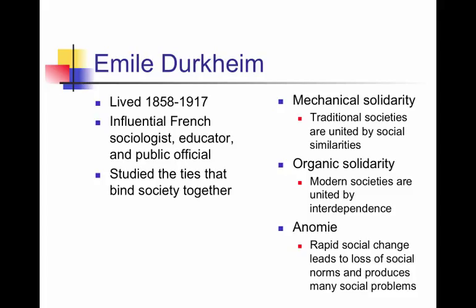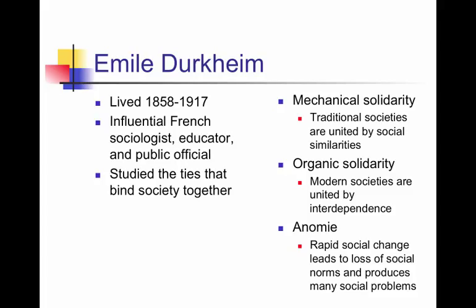And he noted that society is held together by two different models. He has what's called mechanical solidarity and organic solidarity. These are the two ways that society is held together. Mechanical solidarity describes more traditional societies, agricultural in nature, less advanced, less developed, and they're united through social similarities. If you think about a Native American tribe, that would be mechanical solidarity, where belonging to the group depends more on kinship and heritage than actual skills.